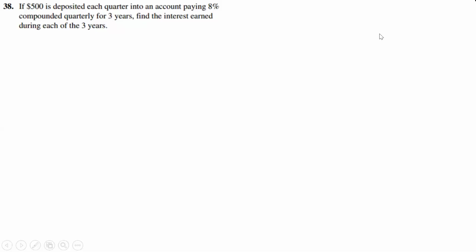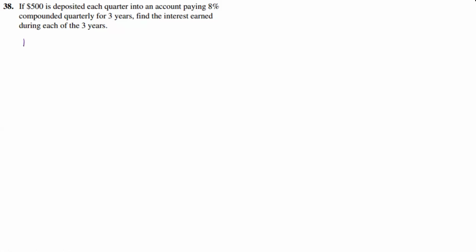All right, so here $500 is going to be deposited each quarter into an account paying 8% compounded quarterly for 3 years. Find the interest earned during each of the 3 years. All right, so let's go and put these in.